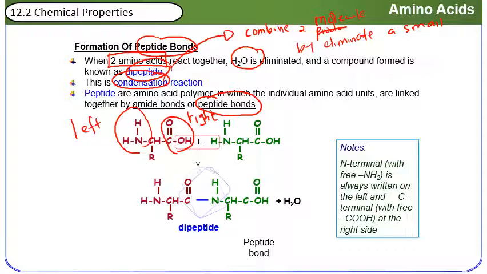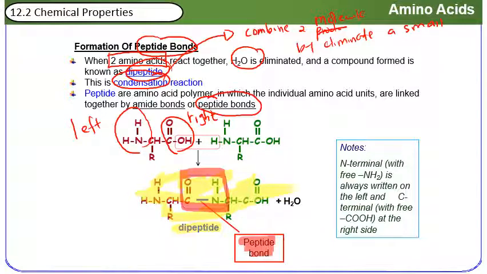Before we go on, I want to highlight again. This whole compound over here is known as a dipeptide. But the bond here, the linkage between the C double bond O and NH, is known as the peptide bond. So if you want to specify, this is the peptide bond.